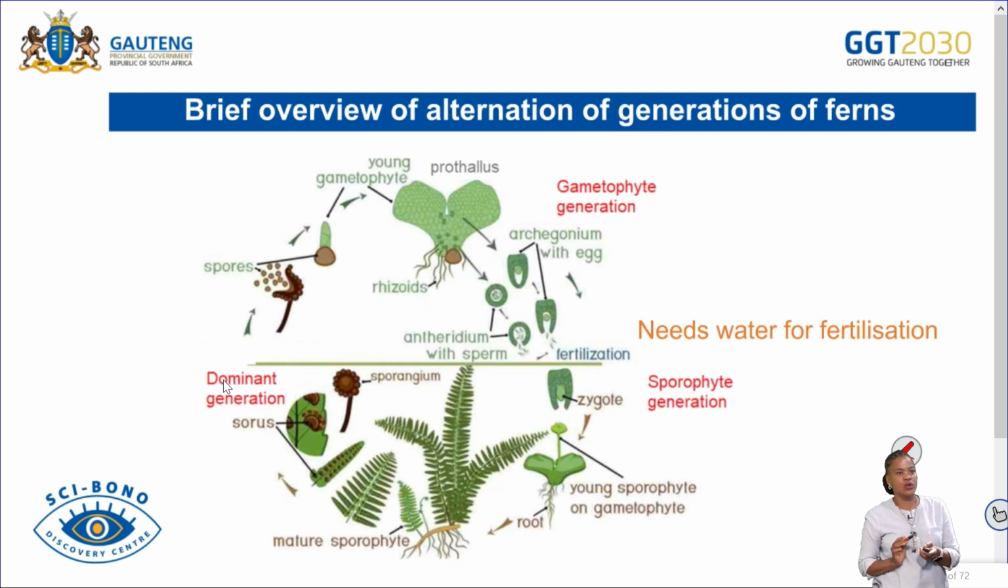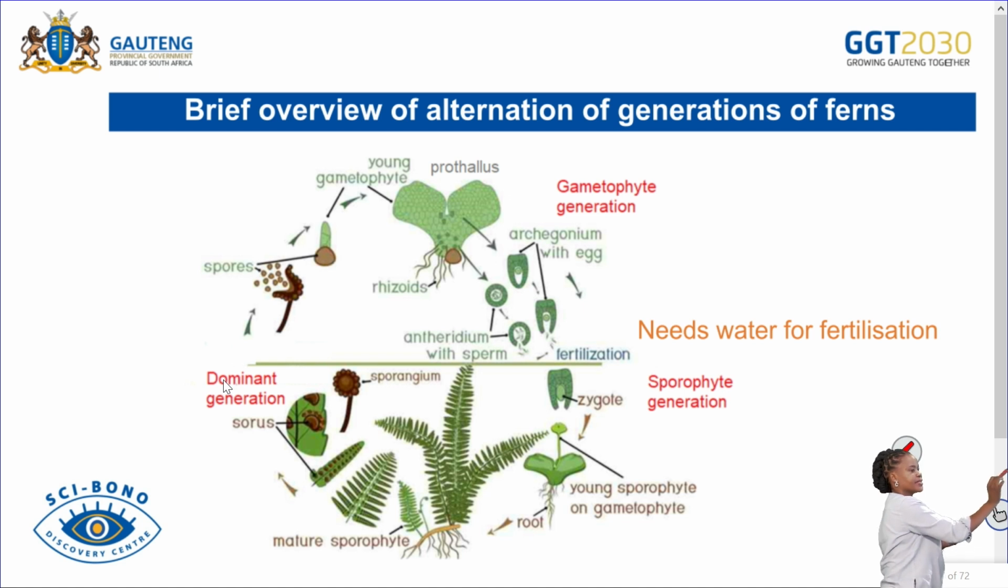So let's quickly look into the life cycle again of ferns. There's also alternation of generations. In other words, this generation alternates with the other generation. Remember, there are still two generations here. We still have the sporophyte generation and the gametophyte generation. Now, the sporophyte generation alternates with the gametophytes, and the gametophytes alternate with the sporophytes. Now, let's quickly look at how it is happening.